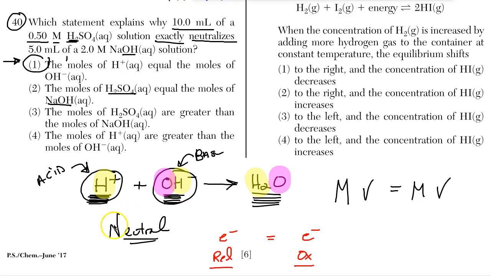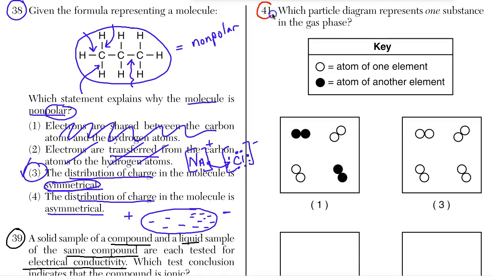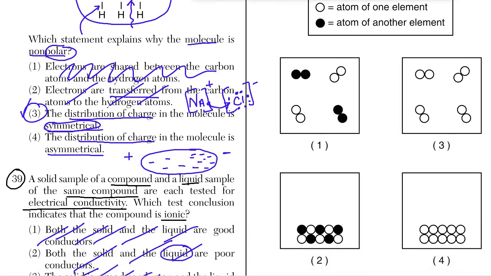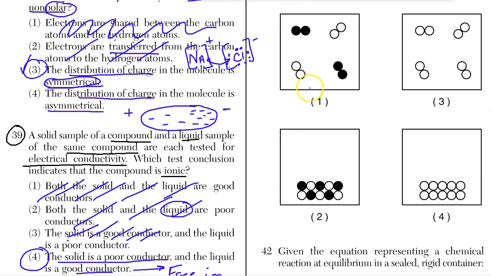On to 41. Which particle diagram represents one substance in the gas phase? We know gases, because they fly around their container and bounce around hundreds of miles an hour, are always going to fill their container. So clearly a gas phase would mean they always fill their container. And so 1 and 3 are the best choices, whereas 2 and 4 look like a regular repeating geometric pattern. These are solids. Okay, they have definitely some arrangement. Liquids would not be as organized, and liquids won't always fill the container. So 2 and 4 are gone.